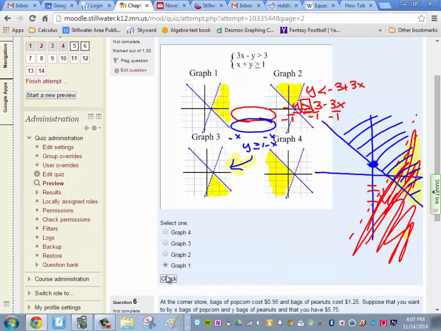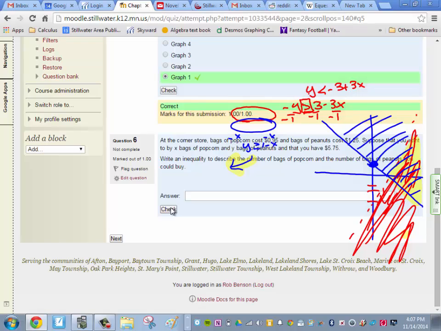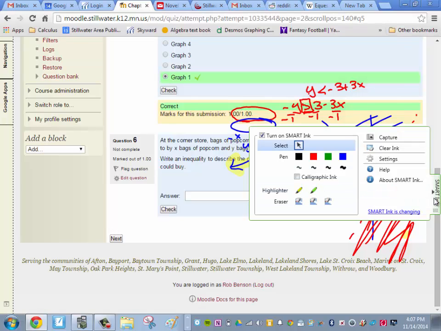Graph 1. Let's check. Let's see if Mr. Benson did this right. Yes. Good. That was too much work to not get it right. Okay. Let's clear this ink. Get going on the next one.